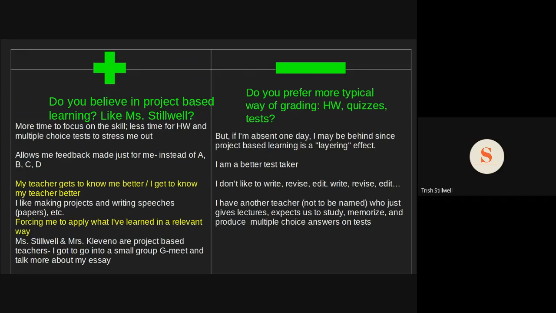Here's the part where this will take some time. I went ahead and added in, on the plus side: do you believe in project-based learning, like Miss Stillwell? I don't give homework, y'all. Or on the negative side, do you prefer a more typical way of grading, like homework, quizzes, and tests?